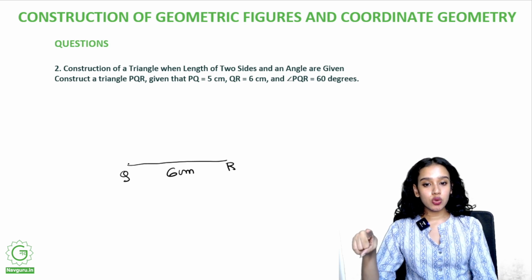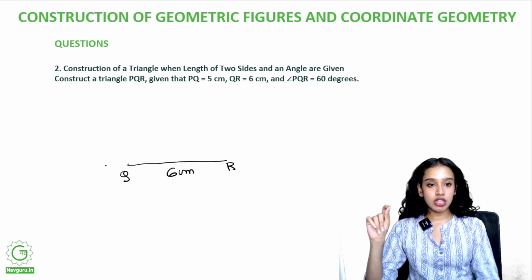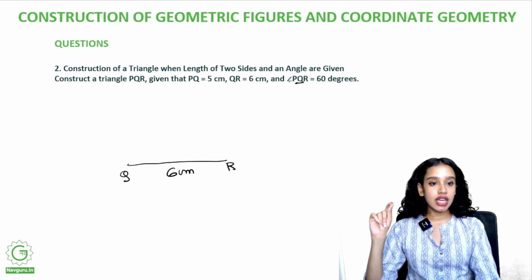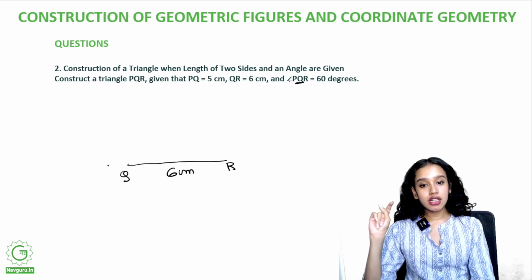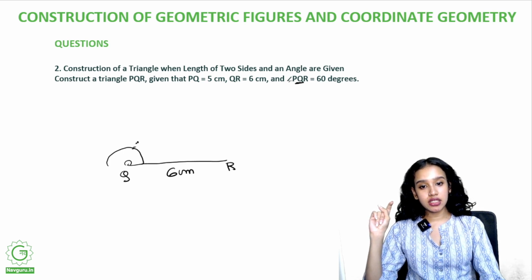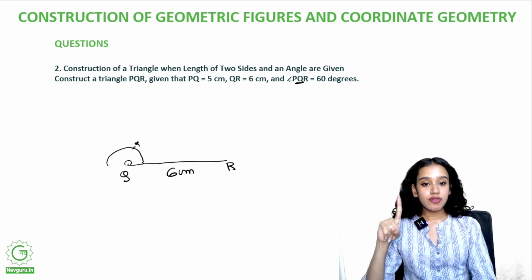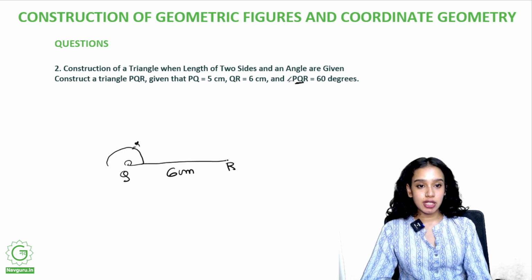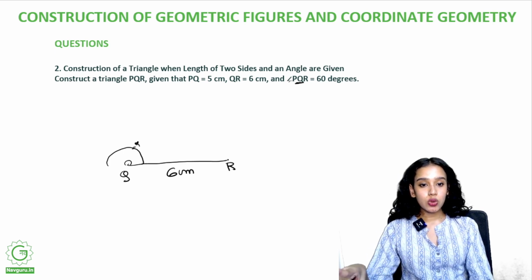Now from Q, we'll take a protractor. Angle PQR is given, so the angle is at Q. So we'll place the protractor here, right? We will measure a 60-degree angle and we'll mark the point of the angle here, right? Now we know that QR is equal to 6 centimeter, right? Now let's draw the 6 centimeter QR.